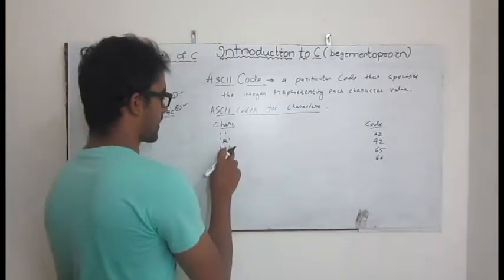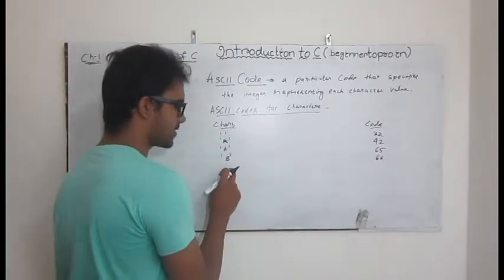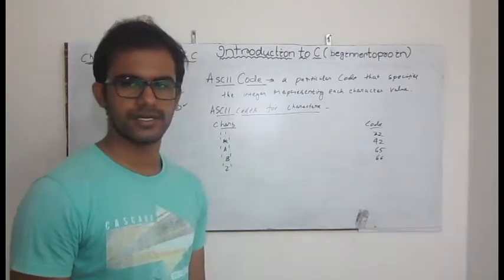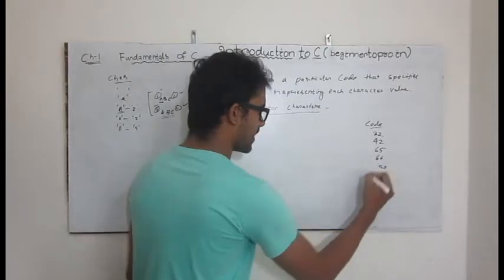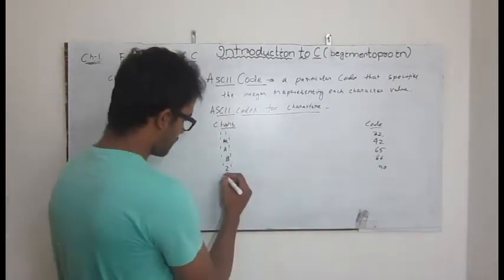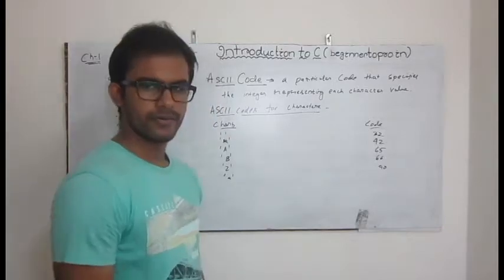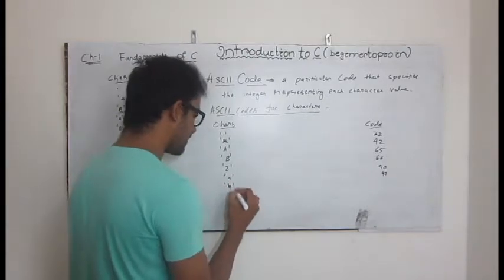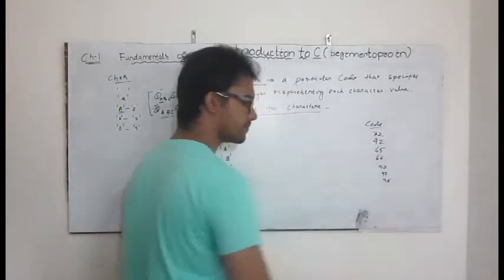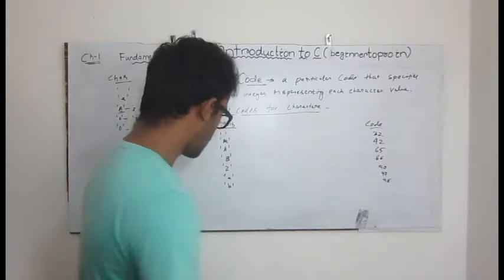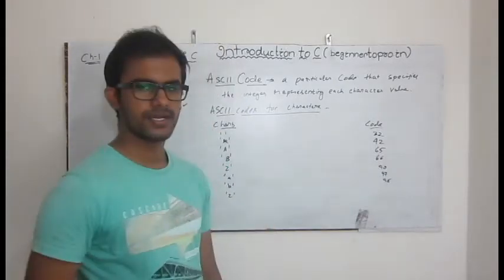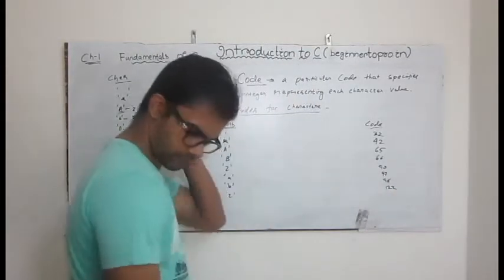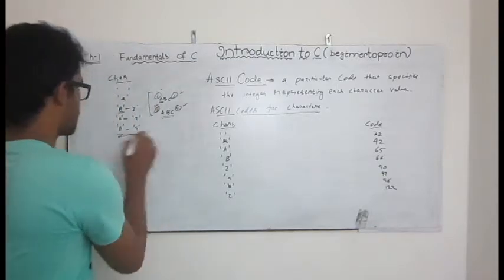Capital A is 65, capital B is 66, capital C will be 67. So I'm writing directly capital Z, just the last of the uppercase values, that is 90. Then comes small a, which is 97. Similarly, small b will be 98, and the last, small z, which will be 122. Then comes our digit part.